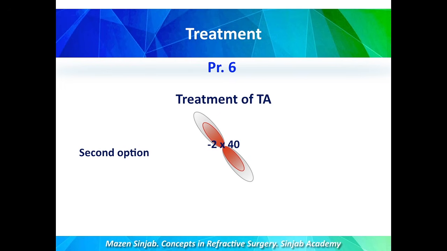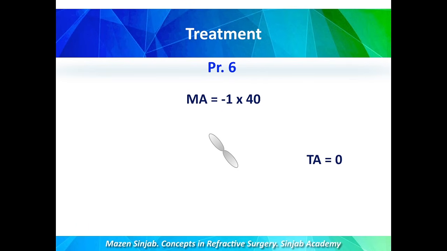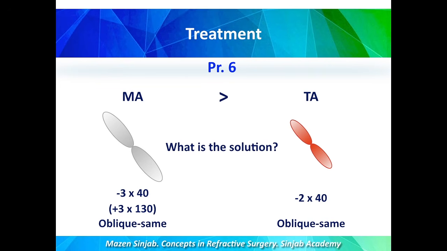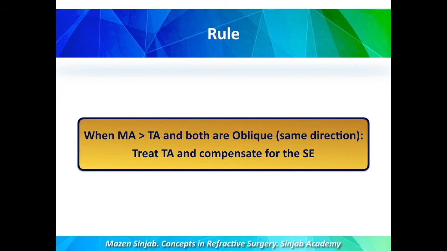Or we treat the topographic astigmatism, and in this case, the topographic astigmatism after the operation will be 0, while the manifest astigmatism will be reduced, but still the patient will have some manifest astigmatism. So what is the solution? The golden rule here says when manifest astigmatism is larger than topographic astigmatism and both are oblique in the same direction, treat topographic astigmatism and compensate for the spherical equivalent.